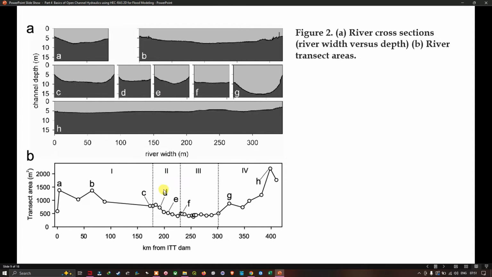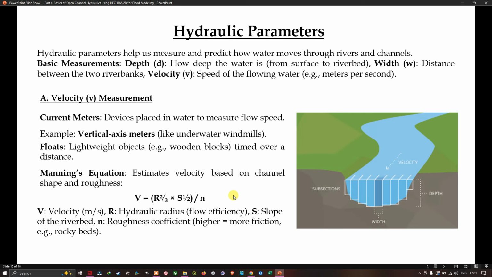Next we're going to focus on the hydraulic parameters. The hydraulic parameters help us to measure and predict how the water moves through rivers and channels. The basic measurements include the depth, how deep the water is from the surface to the riverbed. The second parameter is the width, the distance between the two river banks, followed by the velocity, the speed of the flowing water, usually measured in meters per second.